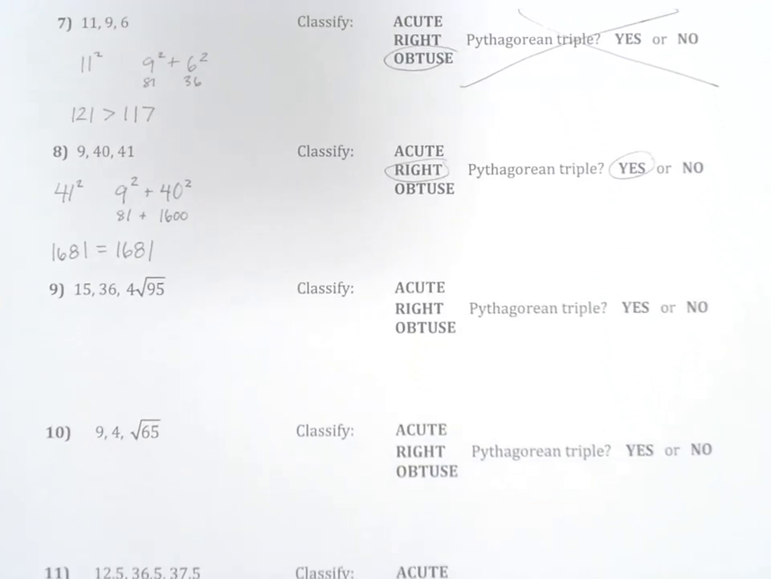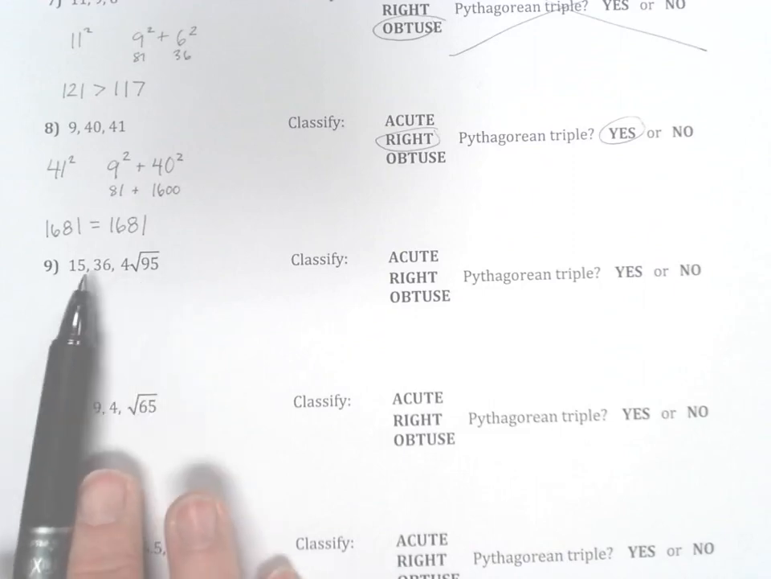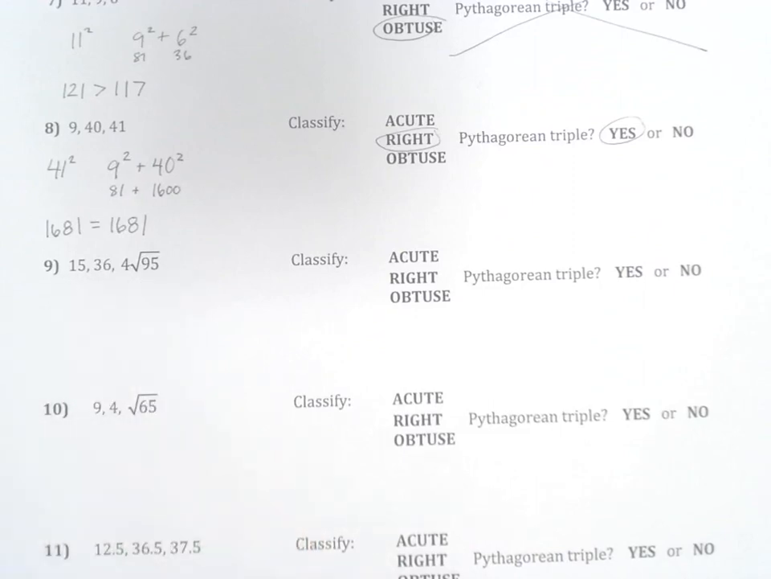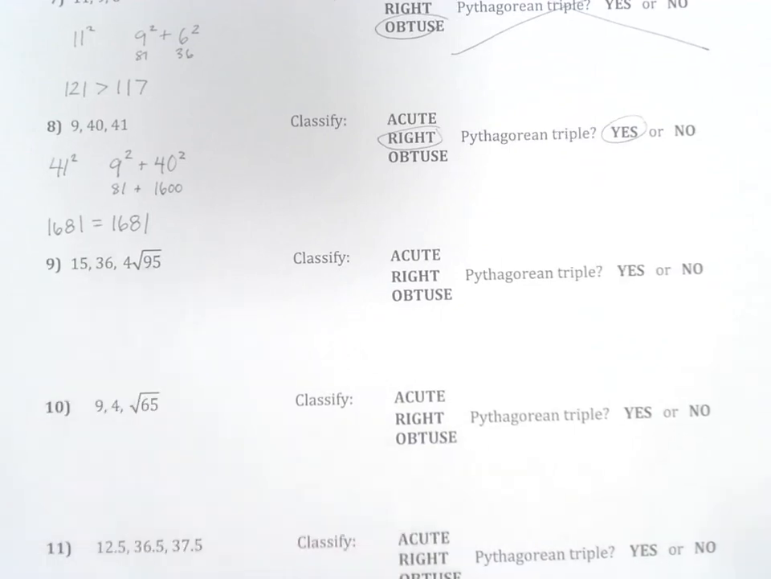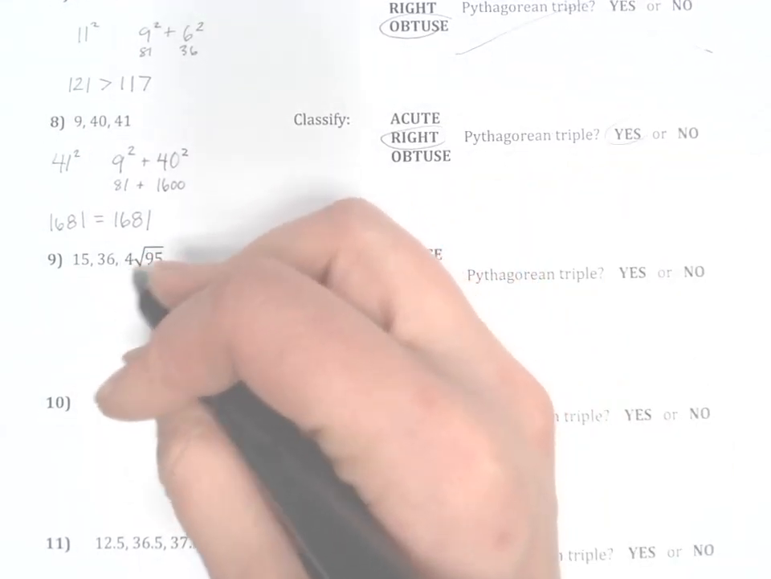All right then, last one of these here. So this one's a little bit different because it may not be immediately clear which one of these is the longest side. So there's a few ways you could do it. One of them is just square all of them, and the longest side should be the one that gives you the biggest square. Or you could just get this one as a decimal.